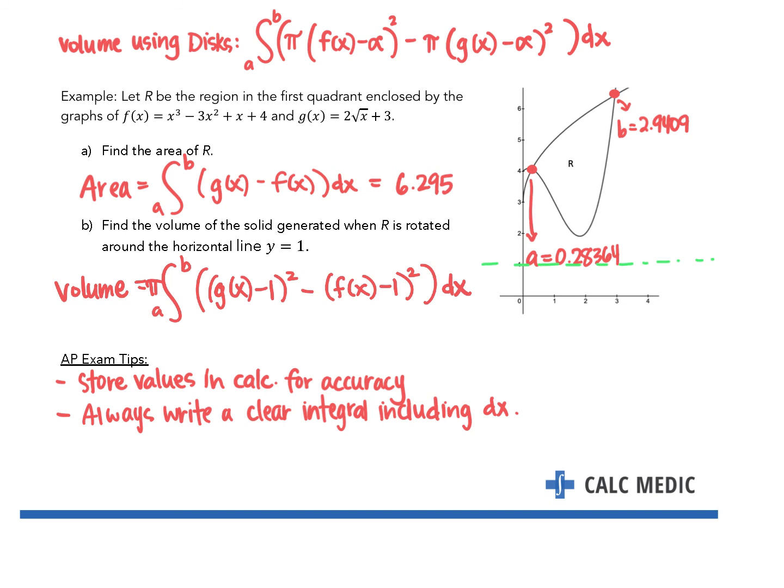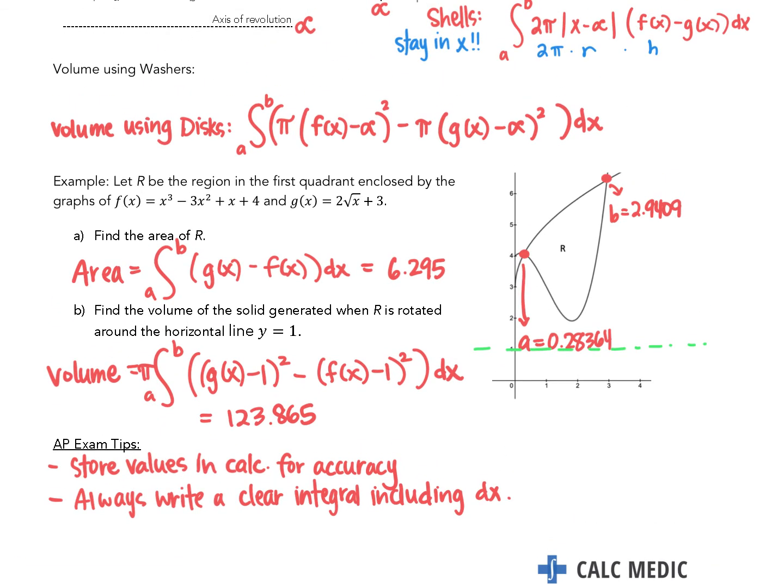So I do not have to write all of the parts of the function. I can use f and g. And then you'll use your Math 9, and that is 123.865. Now suppose that the axis of rotation was y equals 7. Yeah, okay, so that was up here above the region. All right, well, what changes about that?